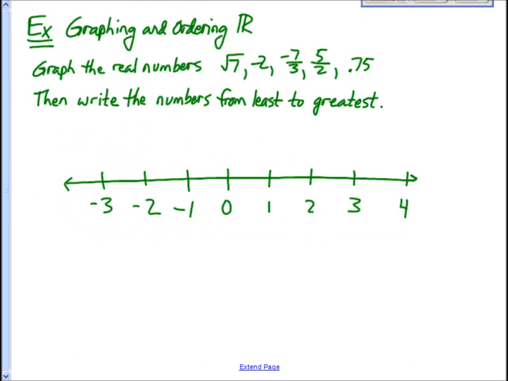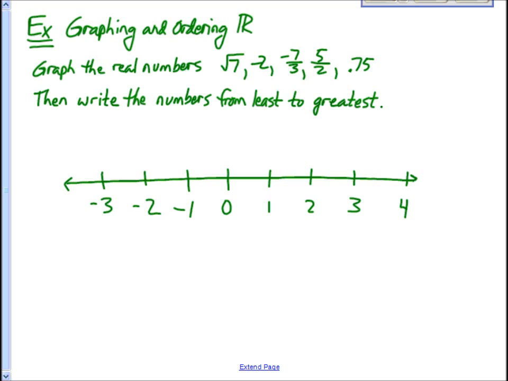All right. Now let's graph and order some real numbers. So here we go. Square root of 7, negative 2, negative 7 thirds, 5 halves, 0.75. Let's start. You know that square root of 7, you're probably thinking to yourself a little number sense here. Square root of 7 is between what and what?